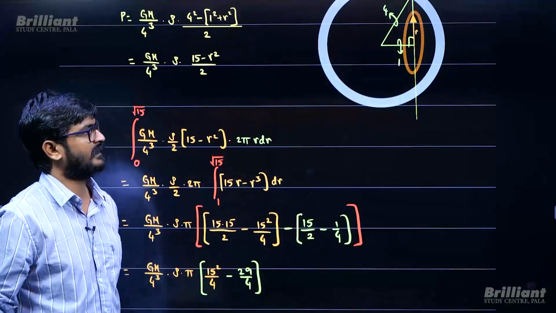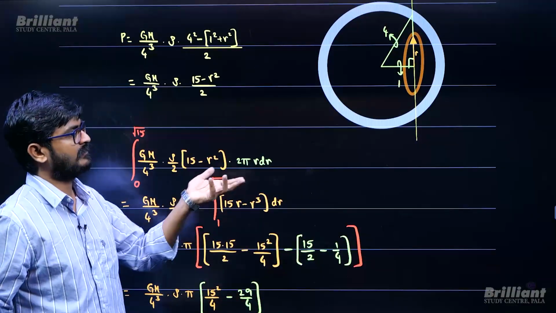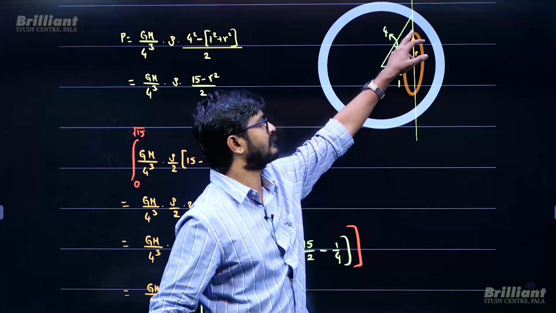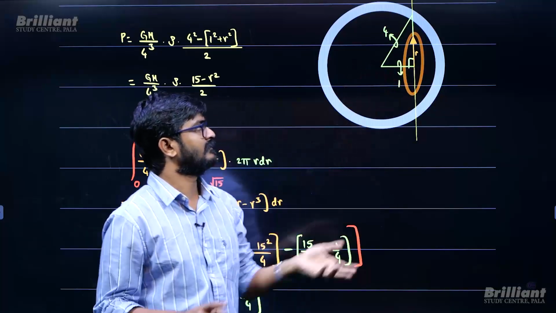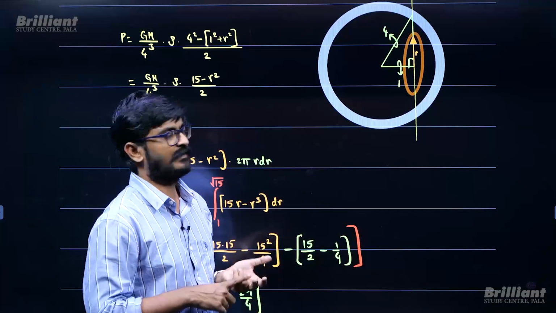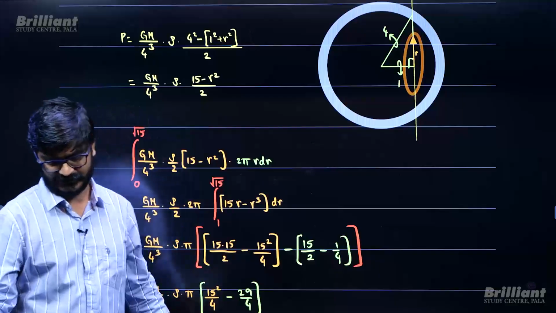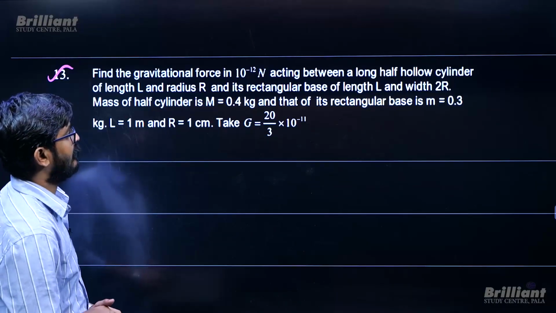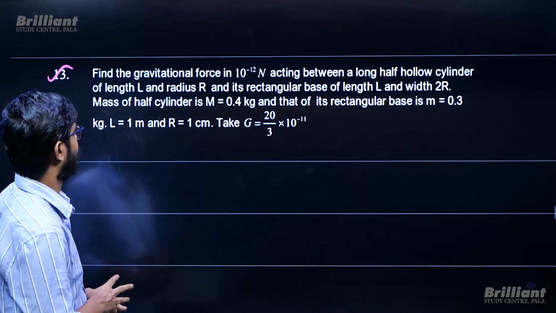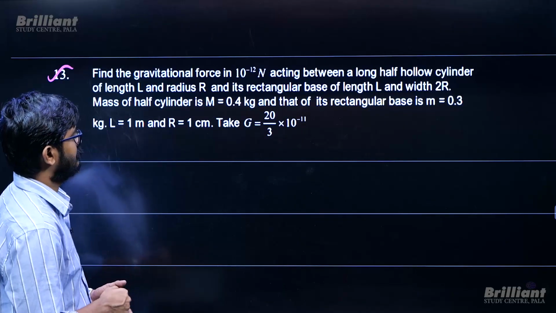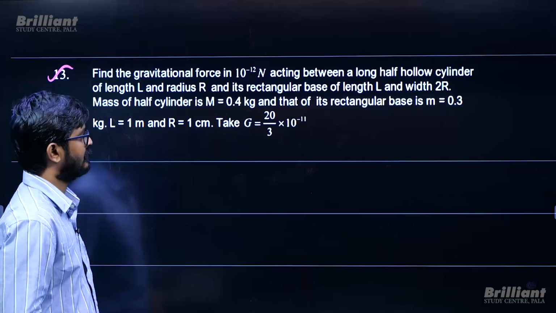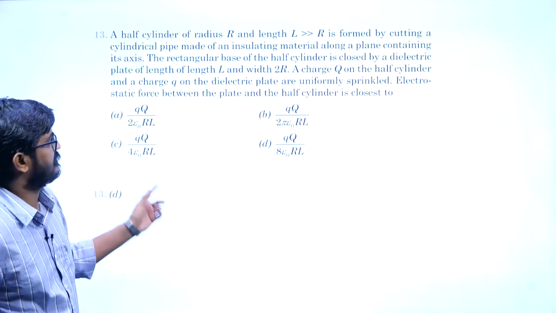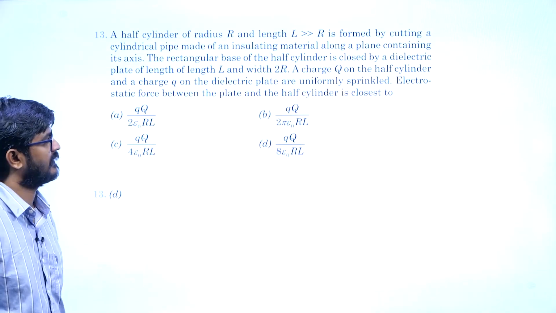But you can go with pressure times effective area, or you can go with integration of force on this element also. So you know what is the field here, you can multiply field into mass there and integrate it, right? So the idea is fine. Find the gravitational force acting between a long half hollow cylinder of length L and radius R and its rectangular base, mass of half cylinder and rectangular base 1. See, again this question is similar to this question, so I will be discussing this question. You can do that question in a similar manner.